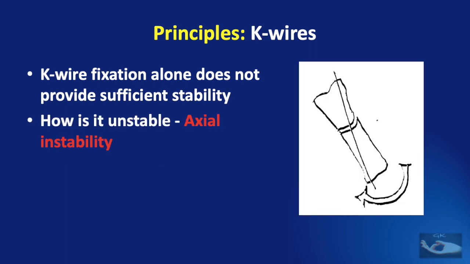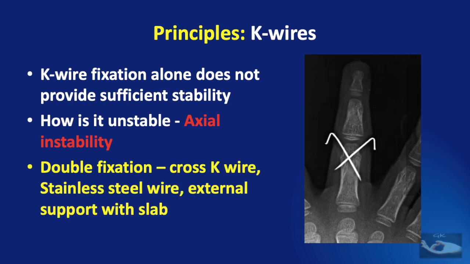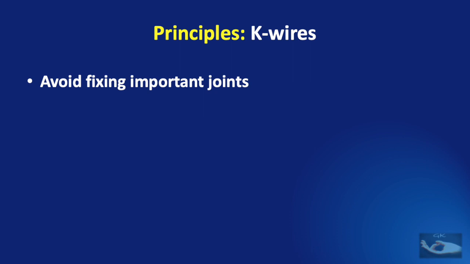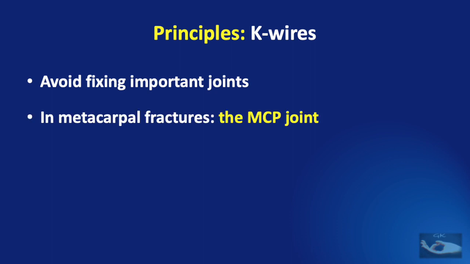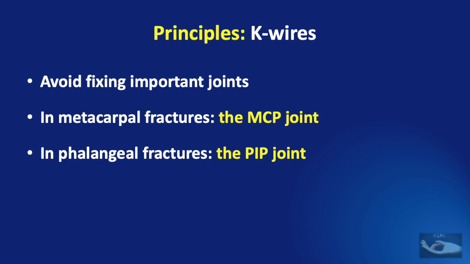Why is it unstable? It is because of the axial instability. To avoid this, a double fixation needs to be done, which could be by the use of cross K-wires or the use of an additional stainless steel wire or external support with a POP slab. Another important point to remember when using K-wires for fixation of fractures in the hand is to avoid fixing important joints. In the case of metacarpal fractures, we need to avoid fixing the metacarpophalangeal joint, and in the case of phalangeal fractures, we should avoid fixing the proximal interphalangeal joint.